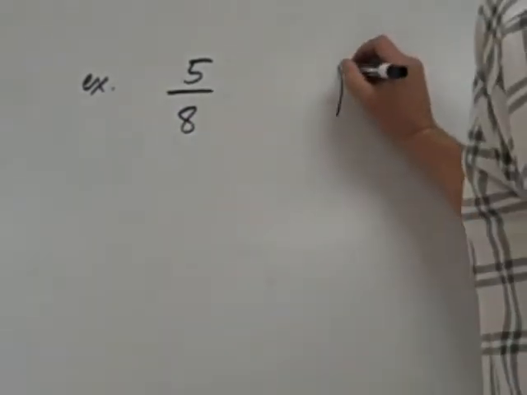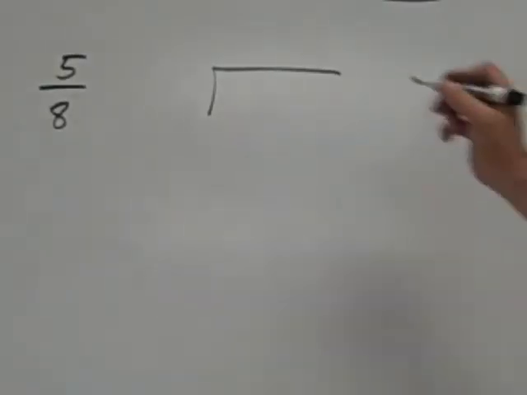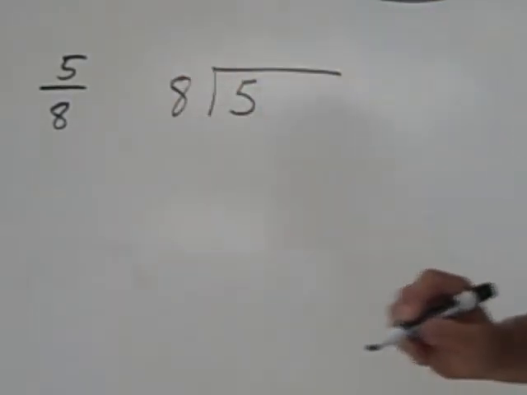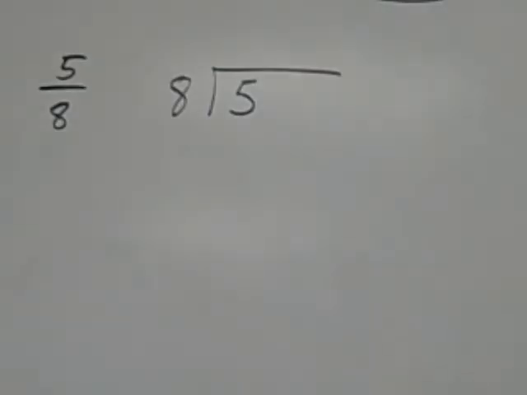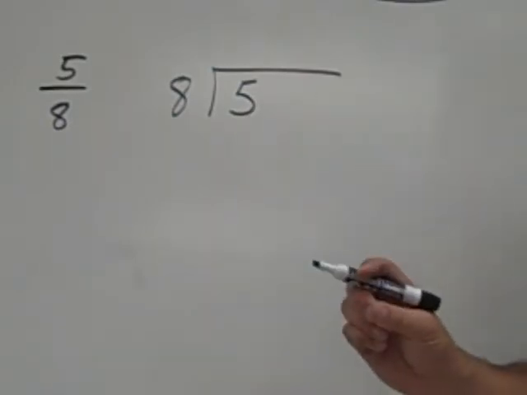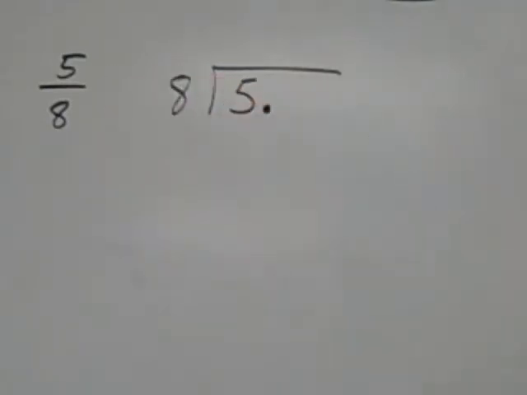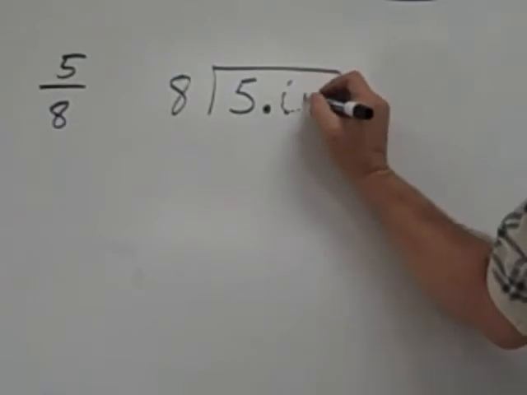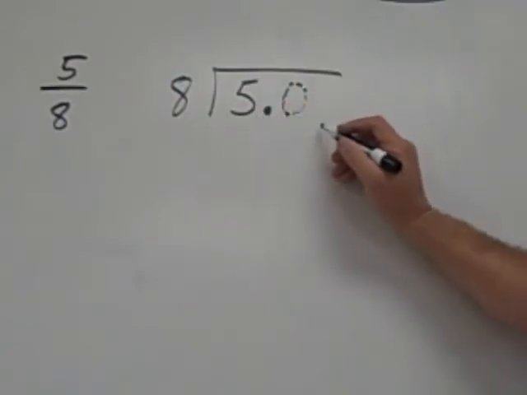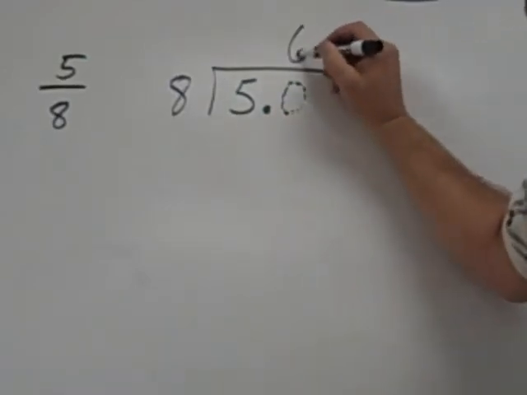So I need a box. Somebody goes in the house, somebody stays out of the house. Cowboy in. Who's he? 5 is cowboy in. Who's the horse? 8 is the horse, outside. Julian's going to say 8 won't divide into 5. So who has to show up? Casper decimal. Still won't divide into 5. I need a Casper 0. Now will 8 divide into 50? Yes, sir. How many times? 6. So I'm going to put the 6 above the 0.